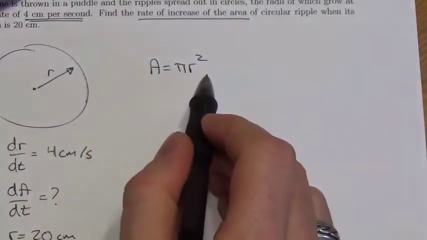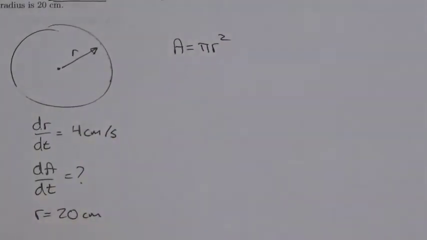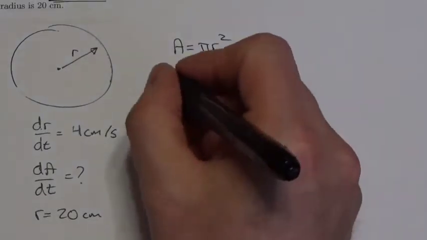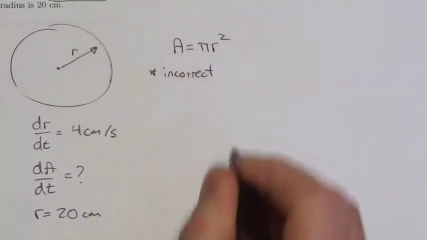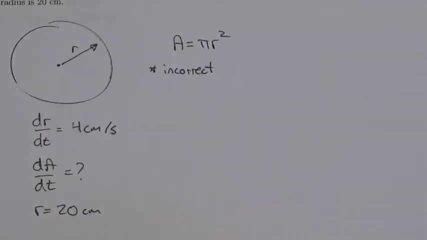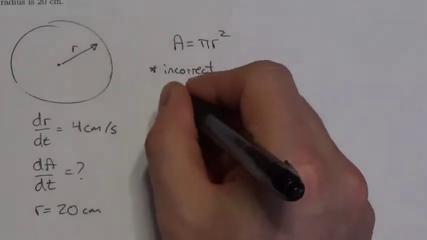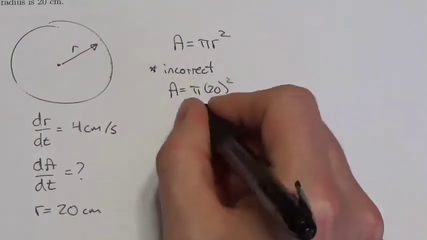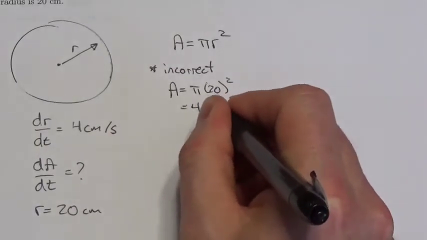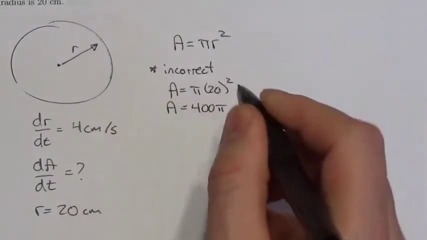Okay, so there's my relationship. Now, the incorrect thing to do. We're going to put a little star here. This is incorrect. What is very tempting to do here, but is incorrect, is to say, well, we know that the radius is 20. At the moment the radius is 20, so this is going to be pi times 20 squared. That's 400. So 400 pi. Area is equal to 400 pi.